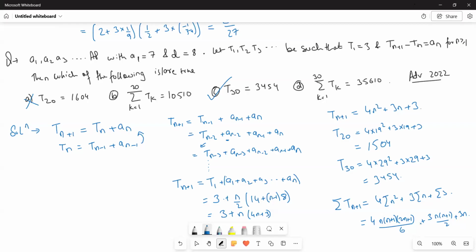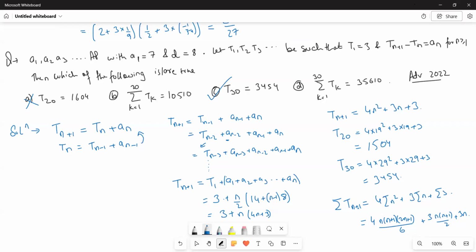सर T20 1584 आएगा. क्या? सर T20 1584 आएगा. 1584 आएगा क्या? हाँ सर. 19 डालना है 20 के लिए, 20 नहीं डालना.